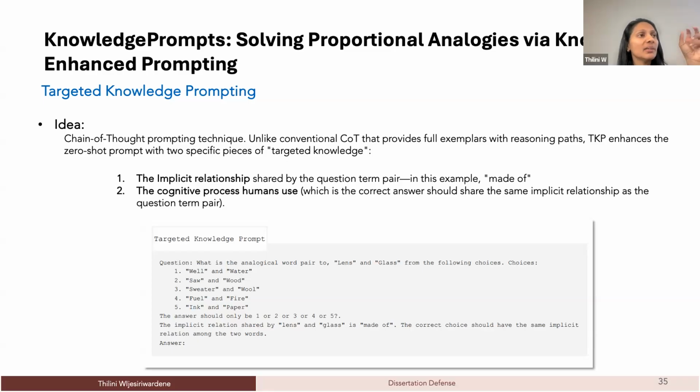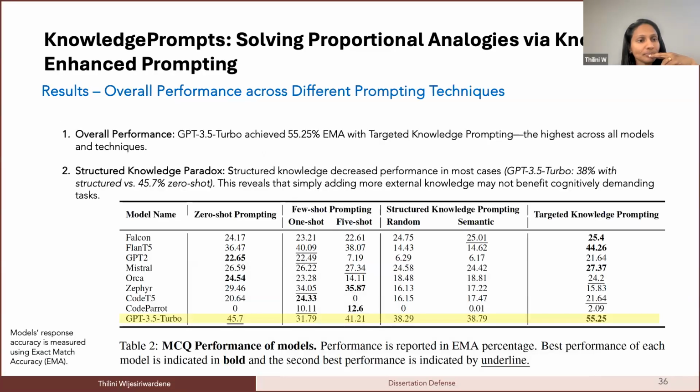We directly give it, okay, this is the implicit relationship between these two question word pairs. So now the model knows that. And then we say, okay, as humans, when we pick the answer, we would look at a term pair that has the same implicit relationship. So that is the process for a human to do that. We give that process to the model to see what happens, right? So, yes, these are the results.